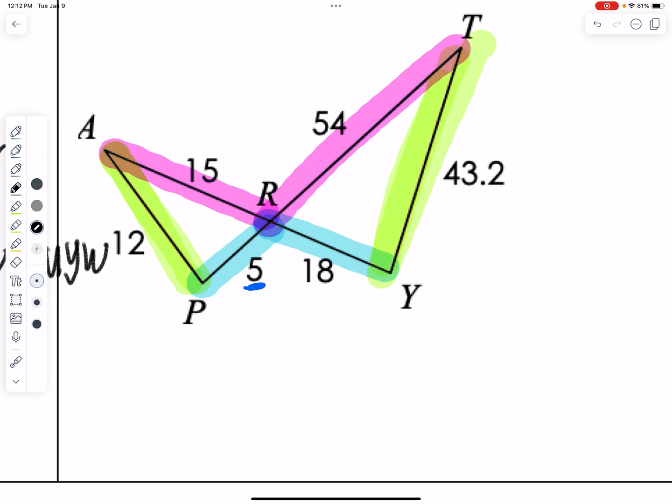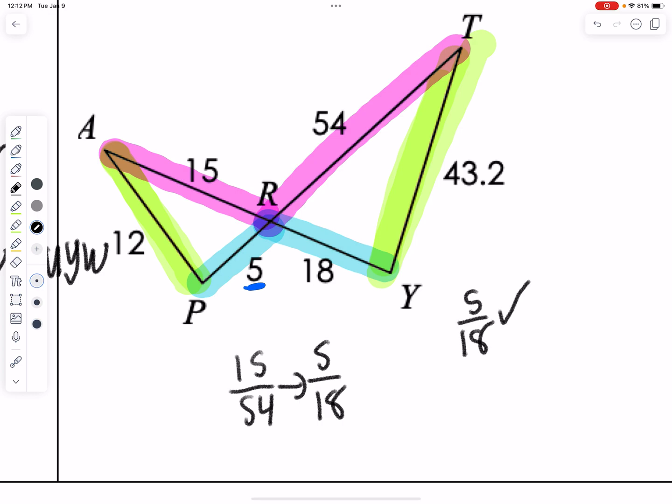So I'm just going to check all of these fractions. 15 over 54. I believe, let me double check, but I believe that simplifies. I think it's, yes, it's 5 over 18. Okay, so let's keep going. Now let's do the blues. 5 over 18, those are the blues. That's already fully simplified. You could type in your calculator just to double check. And then 12 over 43.2.